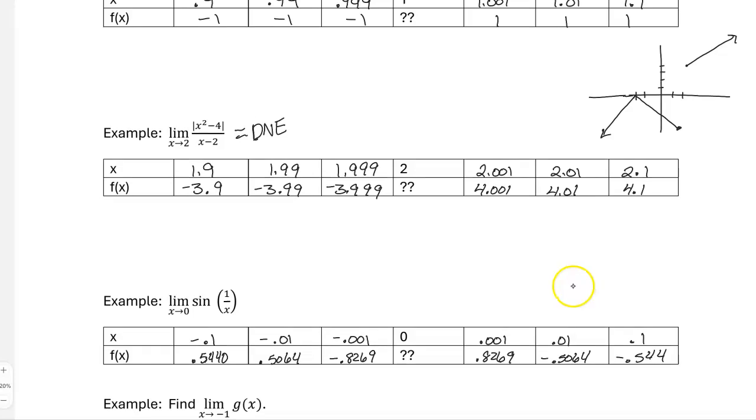And then that next one, sine of 1 over x as x approaches 0. So I'm coming in from the left and from the right. So it looks like I could be getting close to something here, but look what happens when I look at negative 0.001. I jump from positives to negatives. Same thing over here. I start out with negatives and then I jump to a positive. This is a really interesting graph.